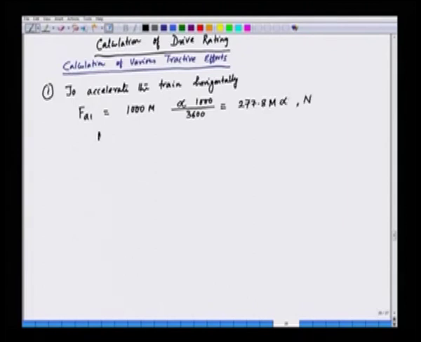So, here m is the mass of the train in ton. So, 1 ton is 1000 kg. So, we convert that into kg, and then the acceleration into meter per second square, and we found out the effective tractive effort in Newton. Now, this is basically to accelerate the train linearly.